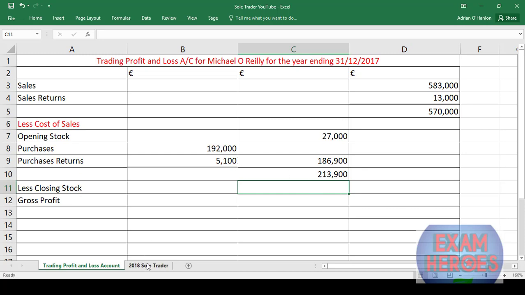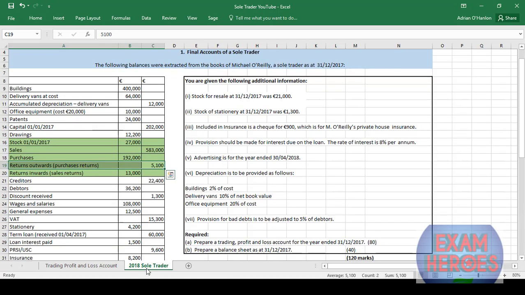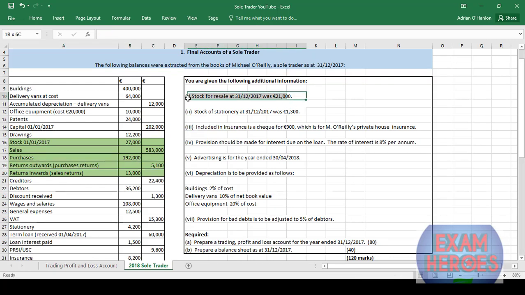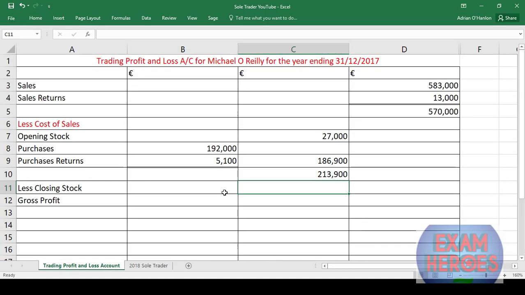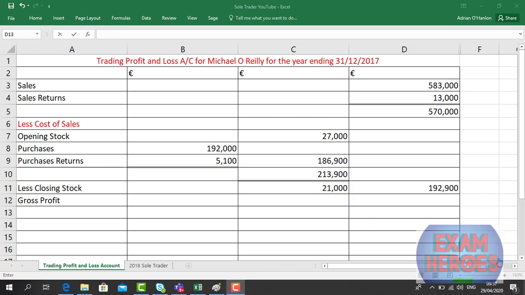Closing stock is the stock we have at the end of the year. That stock will be used for next year's trading. It won't be used for this year's trading because it hasn't been sold. And the closing stock figure is always given here in your additional information, and it's 21,000. Okay, so if I take this away from my cost of sales, so I now have my adjusted cost of sales.